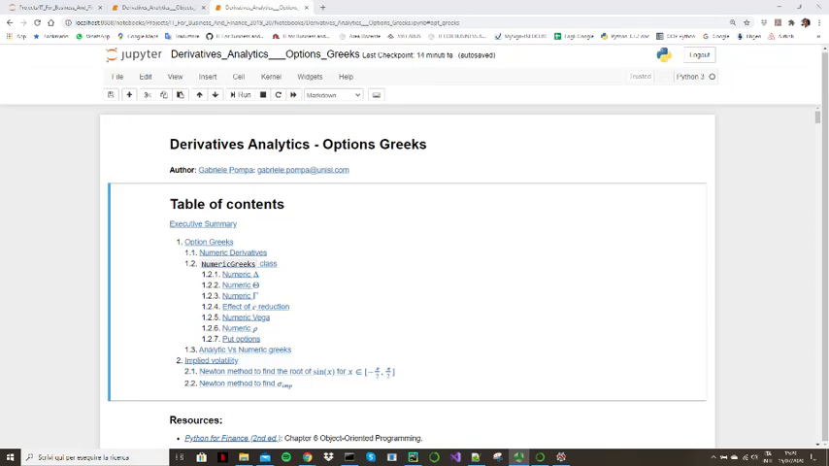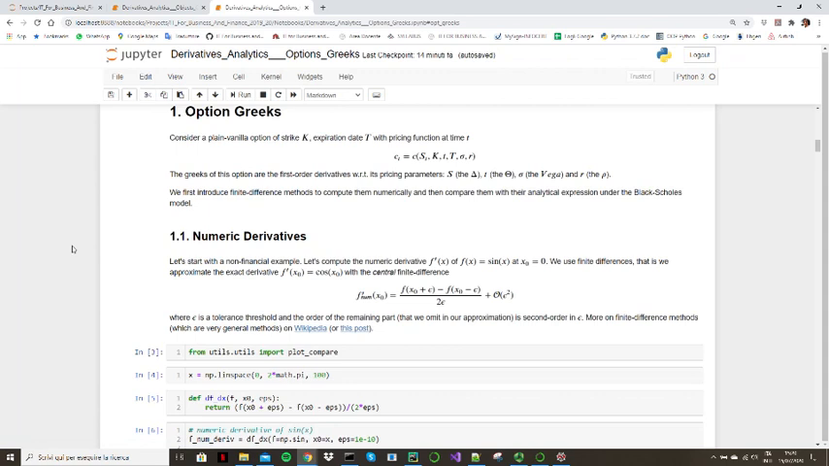So let's start with option Greeks. Option Greeks are nothing more than derivatives of the Black-Scholes pricing function with respect to the underlying pricing parameters. In particular, the industry considers four main first-order Greeks plus another second-order derivative, which is the gamma.